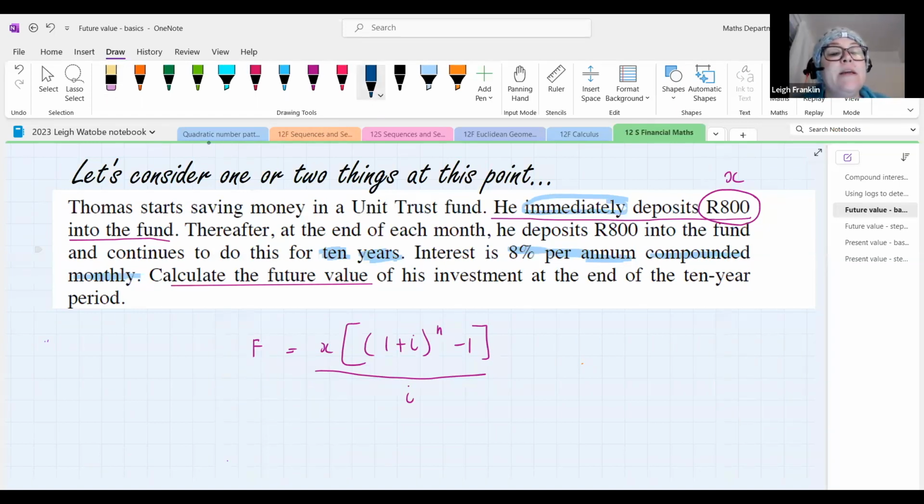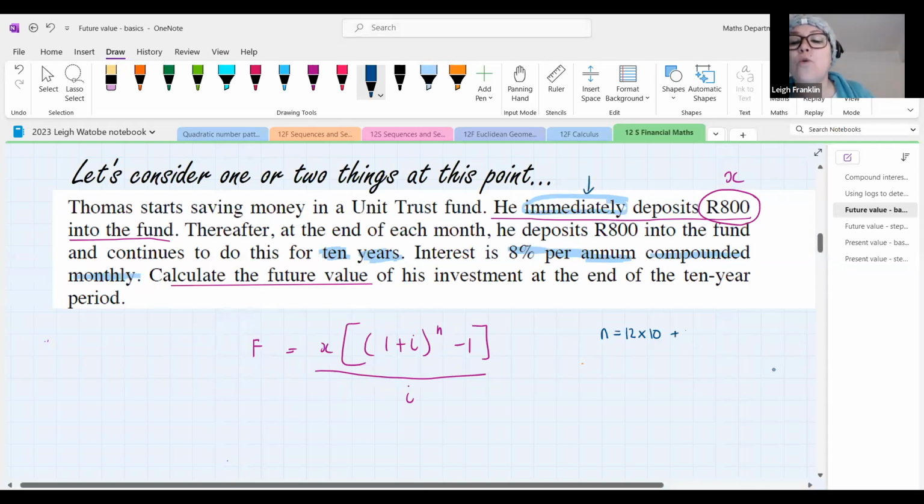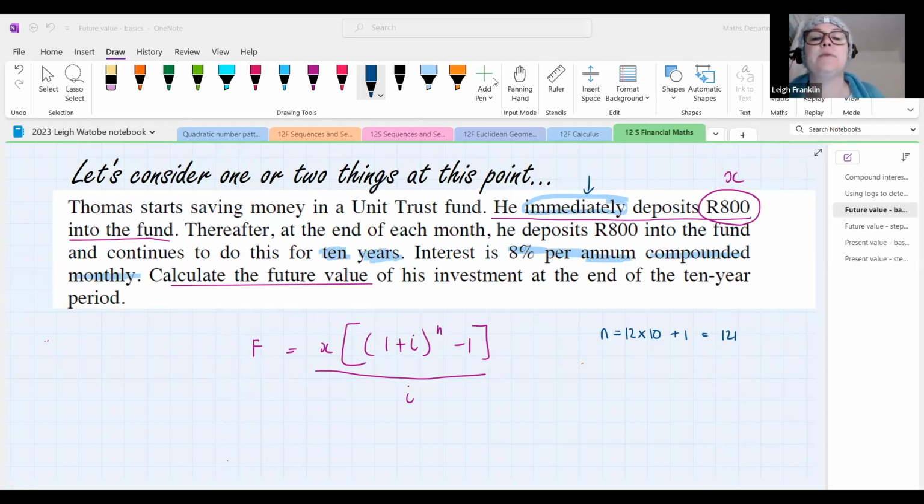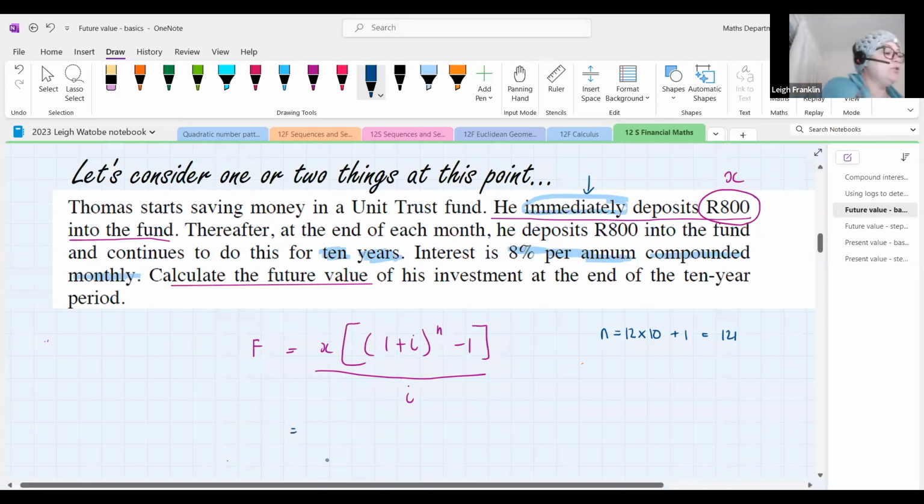So can everybody see that he's doing this for 10 years? So there are 12 months in a year. There are 10 years. So that makes us think that there would be 120 payments. Shame, Tegofatso. You got the answer already. Well done. But because of this, again, this immediate deposit, we would have to add 1. So there would be 121 payments. Quite right.